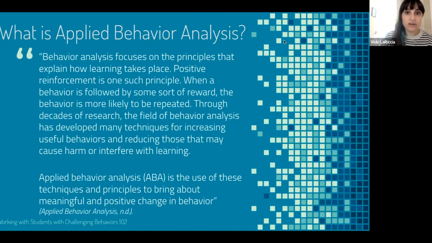Okay, so all of this stuff that I'm talking about comes from applied behavior analysis. So you can read this quote. I'll give you a minute or two so you can understand what is ABA. And we'll talk more about that on the next slide.